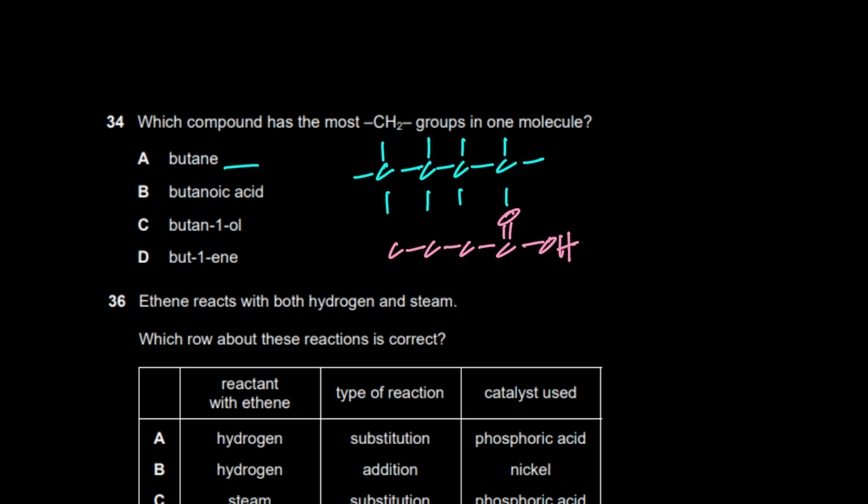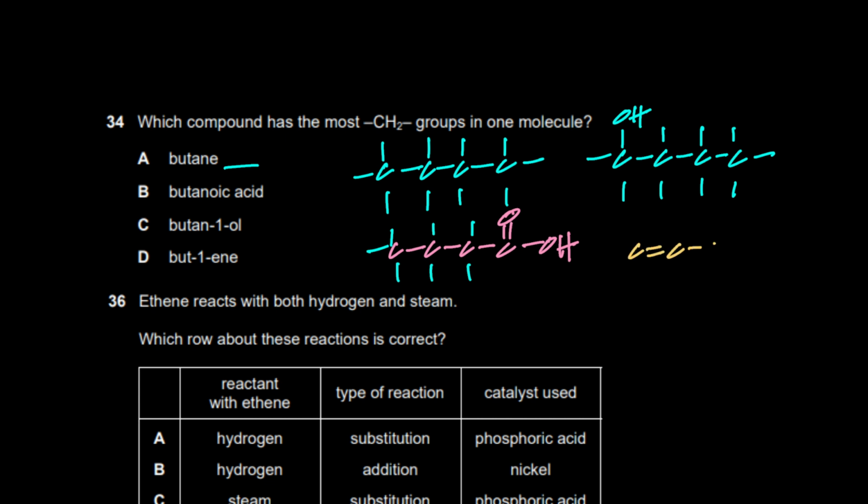Then let's make butan-1-ol, and let's also make the hydrogens, right? Meth, eth, prop, but, and because it's butan-1-ol, the OH is on the first carbon, so you can put it right here. Done? And then but-1-ene: meth, eth, prop, but. Why did I make a double bond? Well, because obviously it's an alkene, so it must have a carbon-carbon double bond.